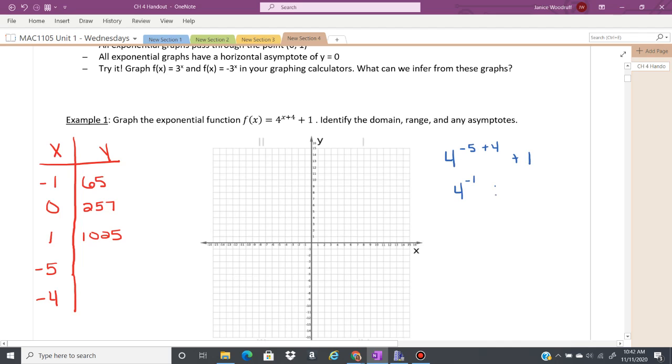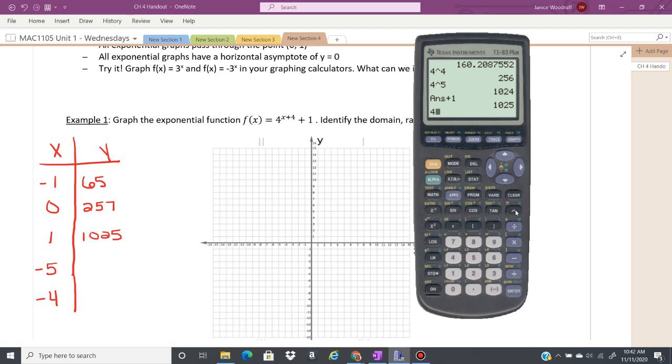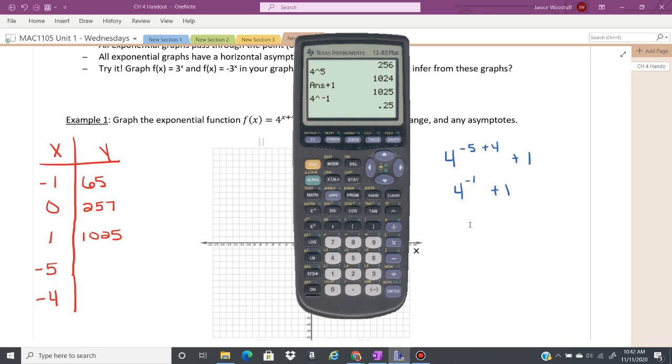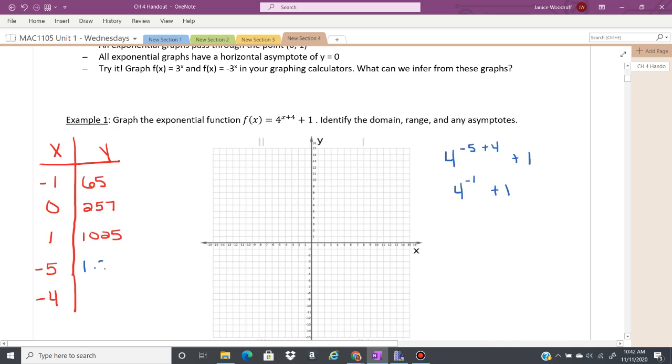So -5 plus 4 is -1. So 4 to the -1 plus 1. 4 to the -1 is 1/4. If I put that in my calculator, because it makes it fall into the denominator, and then plus 1, I'm going to get 1.25. Okay, I can graph that on here. And then here I've got 4 to the -4 plus 4 plus 1. Sorry, this is 4. There we go. 4 to the 0 plus 1. 4 to the 0 is 1, plus 1, 2. Now I'm getting numbers I can graph.